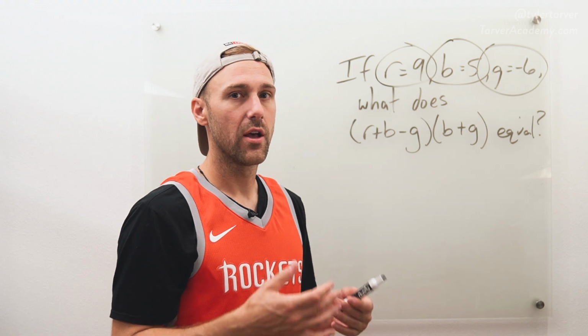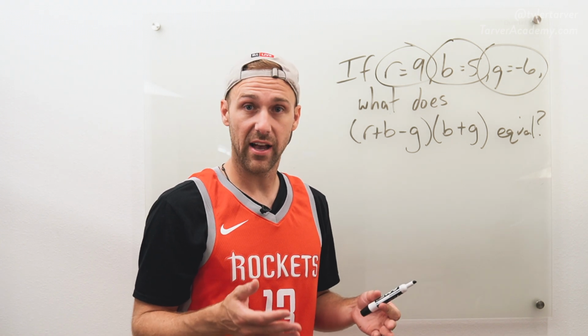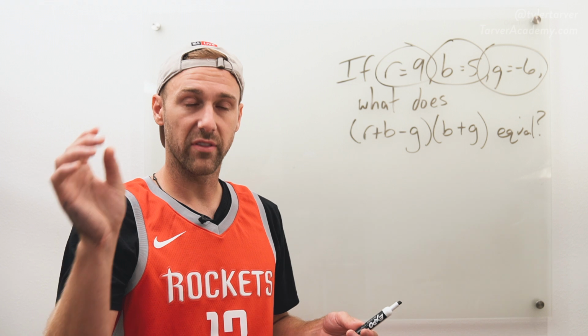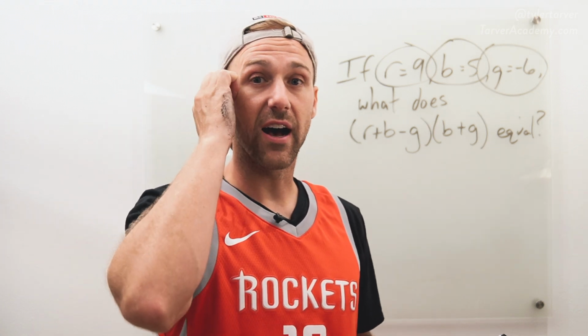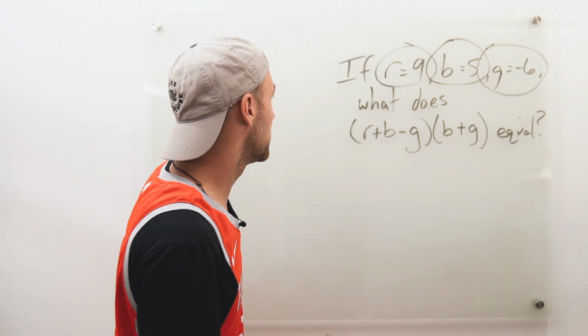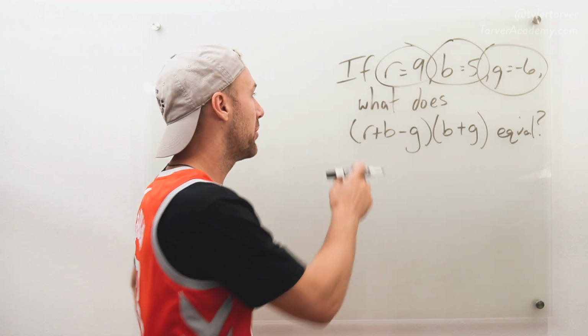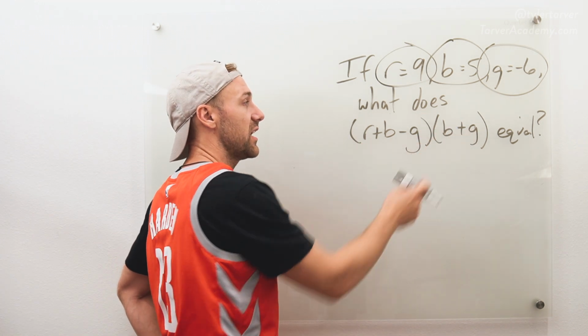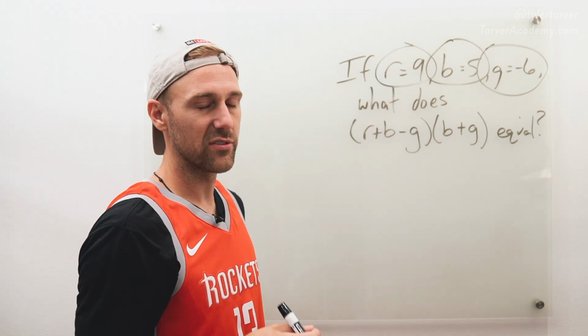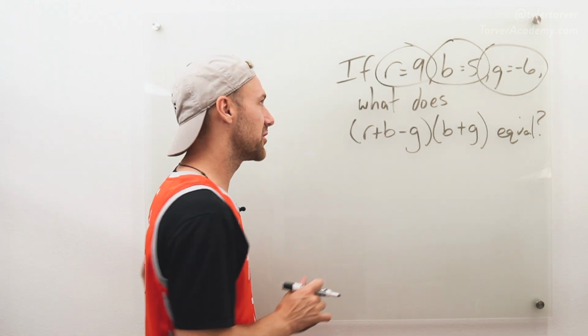So we're still gonna do the Please Excuse My Dear Aunt Sally. Remember that? The parentheses, exponents, multiply, divide, add, subtract. So we're gonna do that, but first thing we gotta do is be very careful about putting the correct numbers in here. If we don't, we're most likely going to get this wrong, but we're going to do it right. So here we go.